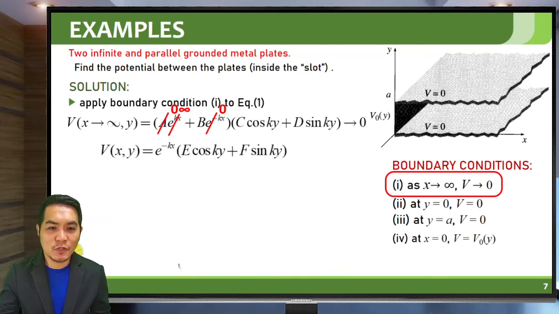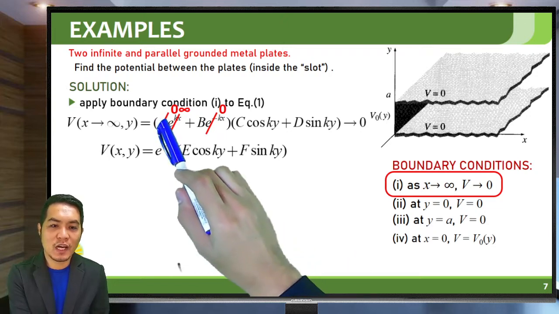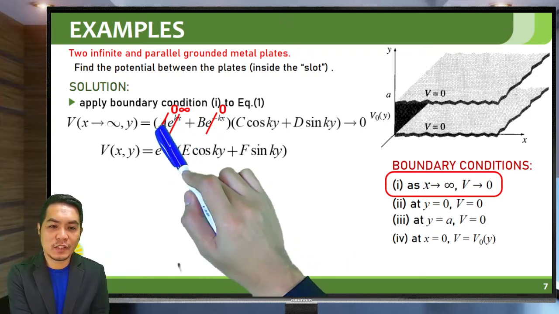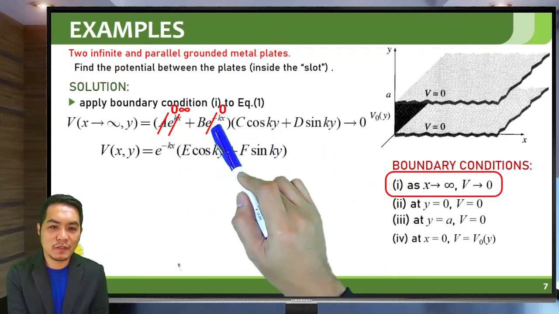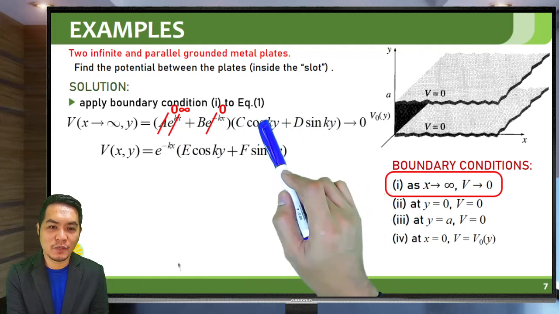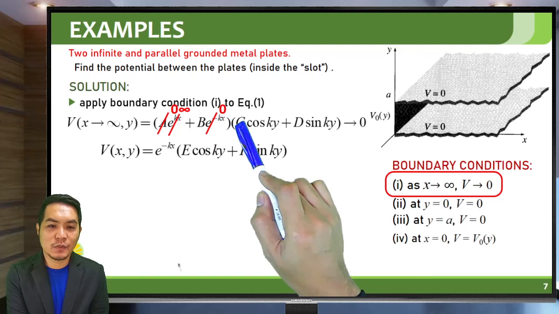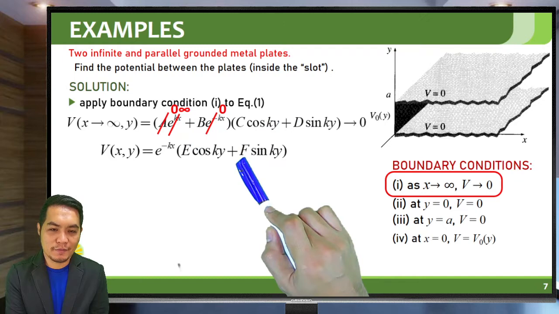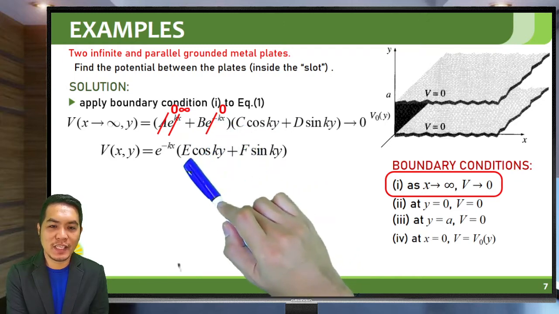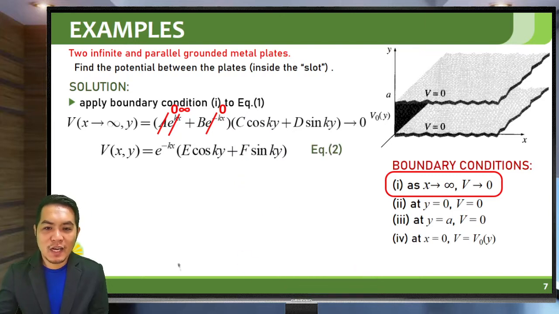And our general solution is now simplified. This term here is no longer needed. So you only have this term here, b e to the negative kx, and then the y solution. So the coefficient b, we take that into c. So b times c, the coefficient is e, and b times d is now our f. So this is now our new simplified general solution.